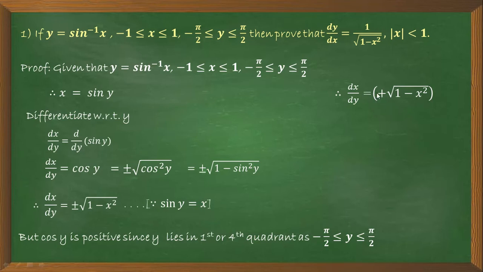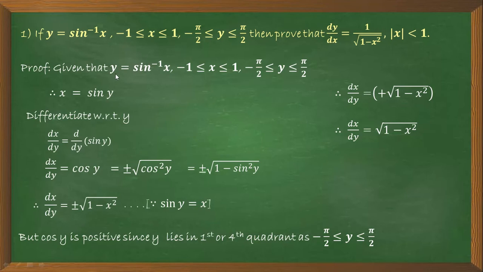So I have shown particularly here the plus sign. So we can just write it as root of 1 minus x square. Remember, depending on the condition of y, we have to decide whether it is plus or minus. Here we have to take it as plus. So it is written as root of 1 minus x square. So this is dx by dy. Now this is the derivative of this function, x is equal to sine y.